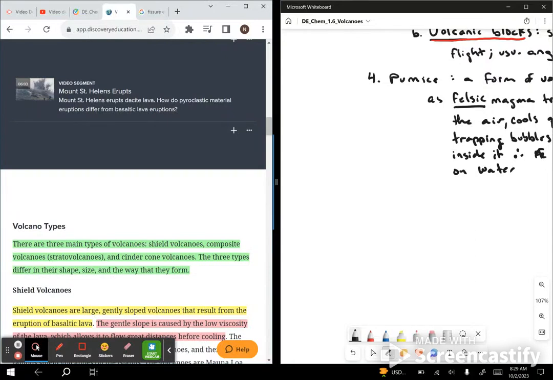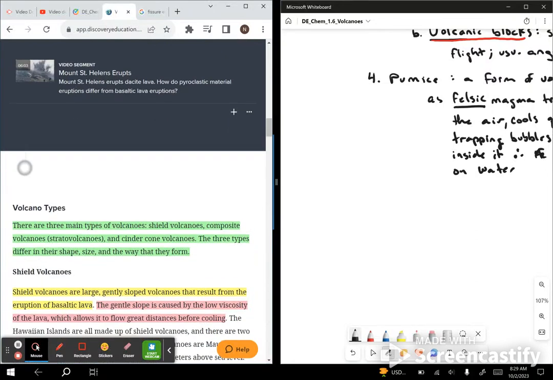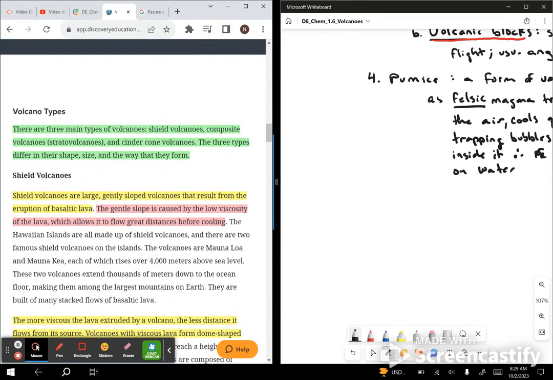Okay, so this is going to be part 2 of our Explore number 4 discussion. Let's go ahead and continue with our notes with Roman numeral 3. And we're going to talk about volcano types.